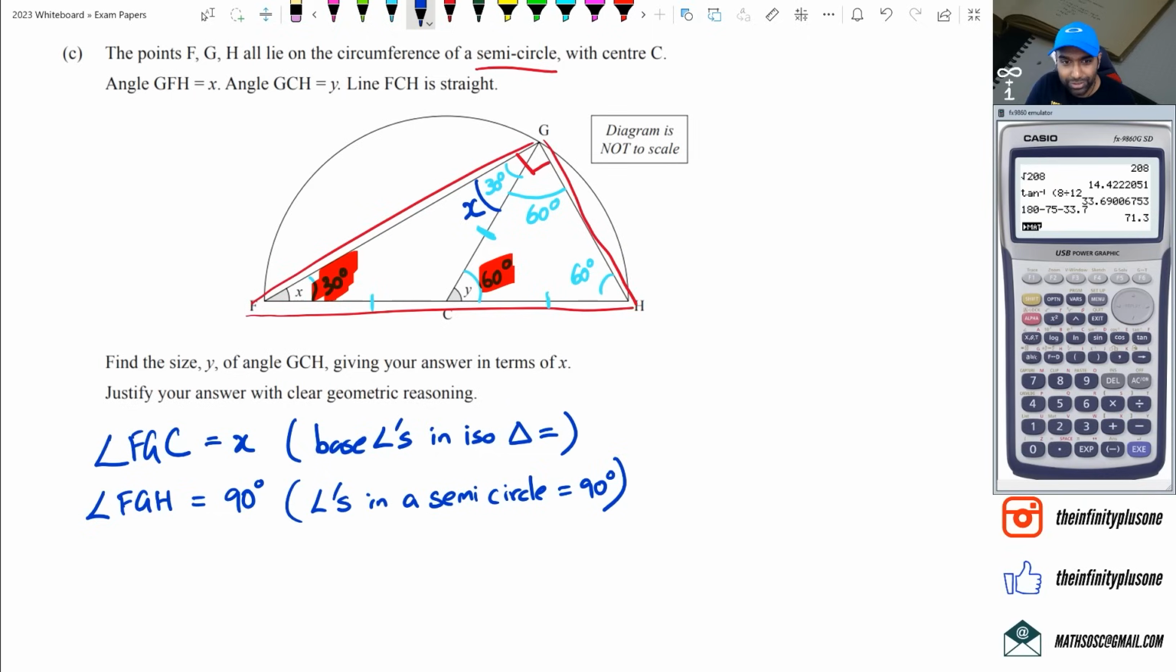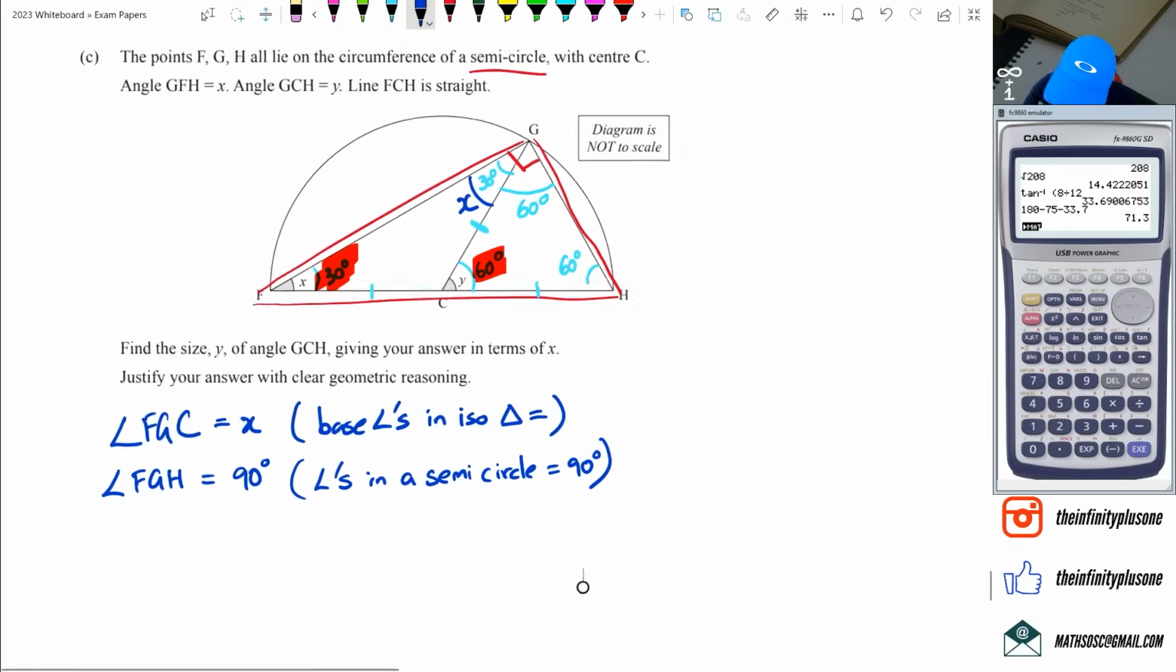I just realized I actually did it in a very long method. We could have probably done a really shortcut method as well. No, it's fine. I'll actually show you guys the other method as well.